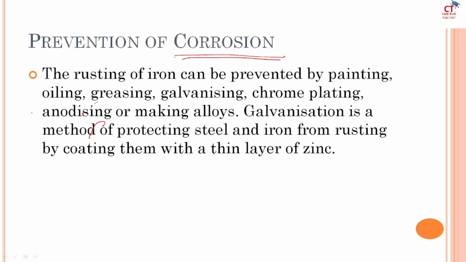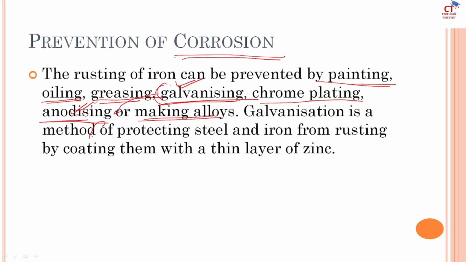What are the ways we can prevent it? The rusting of iron can be prevented by painting, oiling, greasing, galvanizing, chrome plating, anodizing, or making an alloy. What do we mean by galvanizing? Galvanizing and anodizing are almost similar, so let's learn about galvanization, and in turn we will also learn about anodizing.